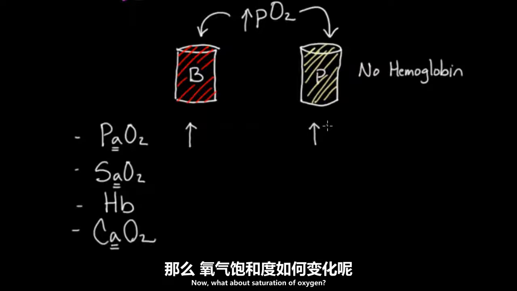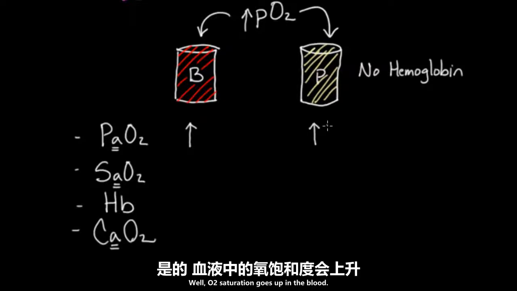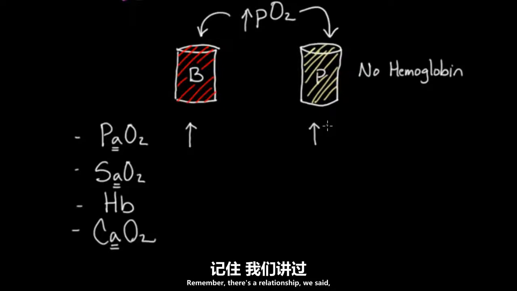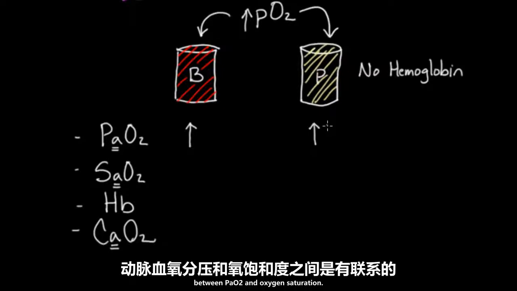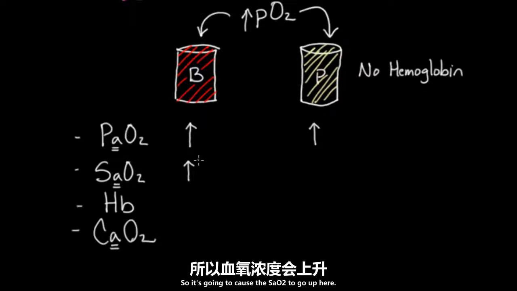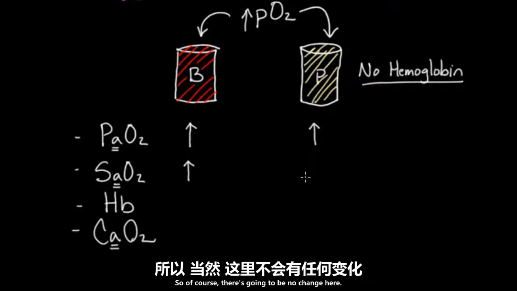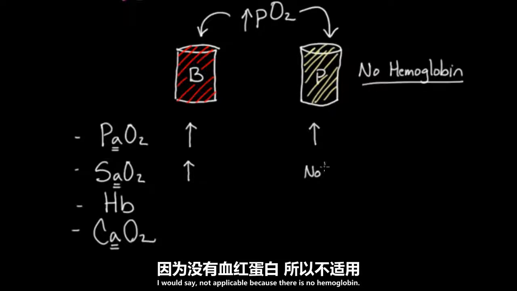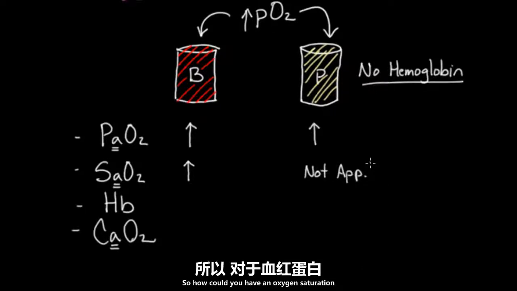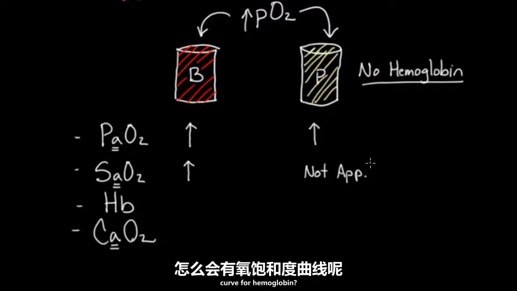Now what about saturation of oxygen? Well, O2 saturation goes up in the blood. Remember, there's a relationship, we said, between PaO2 and oxygen saturation. So it's going to cause the SaO2 to go up here. Whereas on the plasma side, there is no hemoglobin. So of course there's going to be no change here. I would say not applicable, because there is no hemoglobin, so how can you have an oxygen saturation curve for hemoglobin?